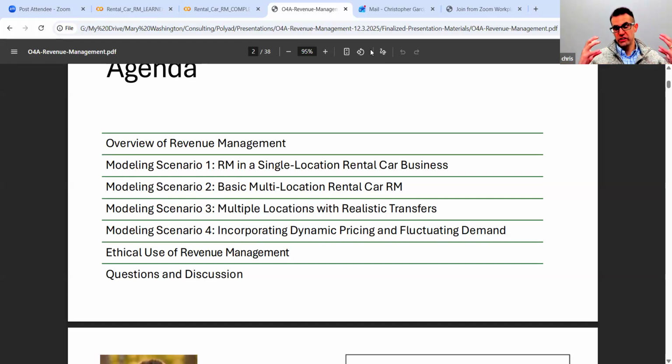Again, when we talk about doing things like dynamic pricing, charging different prices to one customer segment versus another, there are some ethical issues that you should be aware of, and I just want you to be mindful as you look to possibly apply this in a real context. And then we'll take some time towards the end and have questions and discussion.